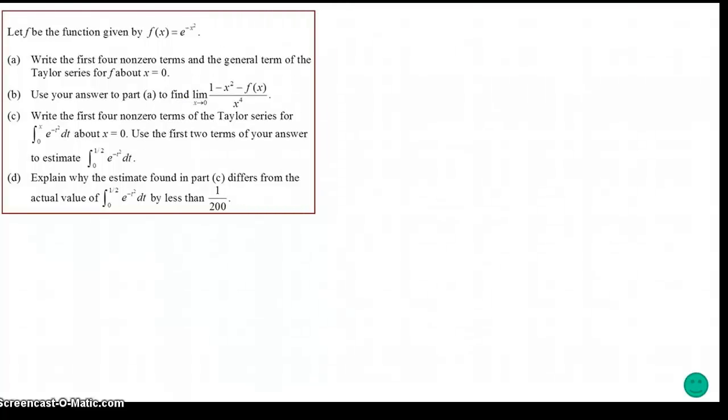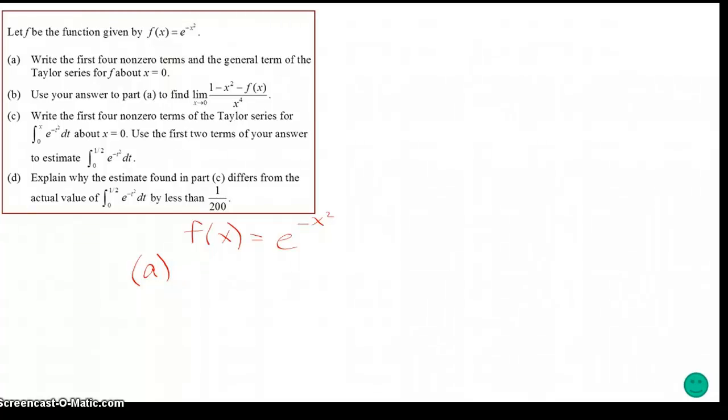This says, let f be the function given by f of x equals e to the negative x squared. So f of x is e to the negative x squared. Part A says, write the first 4 non-zero terms and the general term of the Taylor series for f about x equals 0. And this is what an AP question would ask you to do.